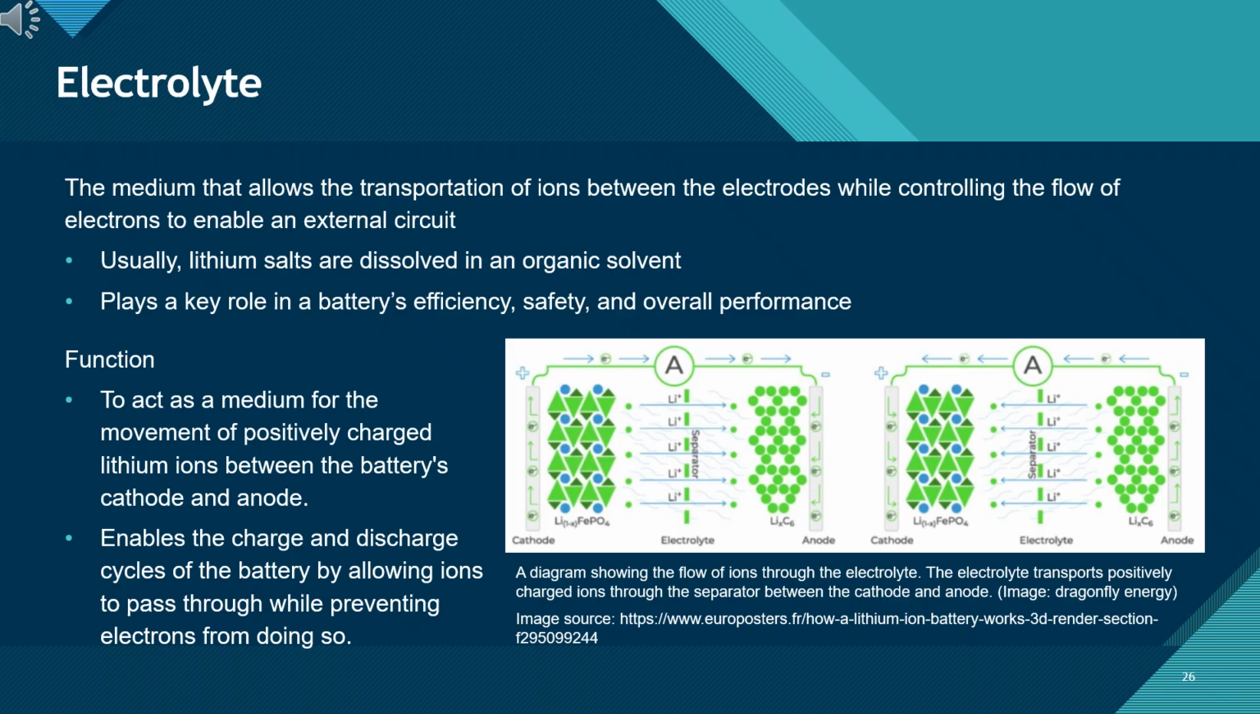I want you to look at the diagram on the right to understand its two main jobs. 1. Transport ions. It acts as a swimming pool for the lithium ions, Li+, allowing them to move easily between the cathode and anode during charge and discharge. 2. Block electrons. Crucially, the electrolyte does not conduct electricity. It forces the electrons, e-, to travel outside the battery through the external circuit, which is what powers your device.